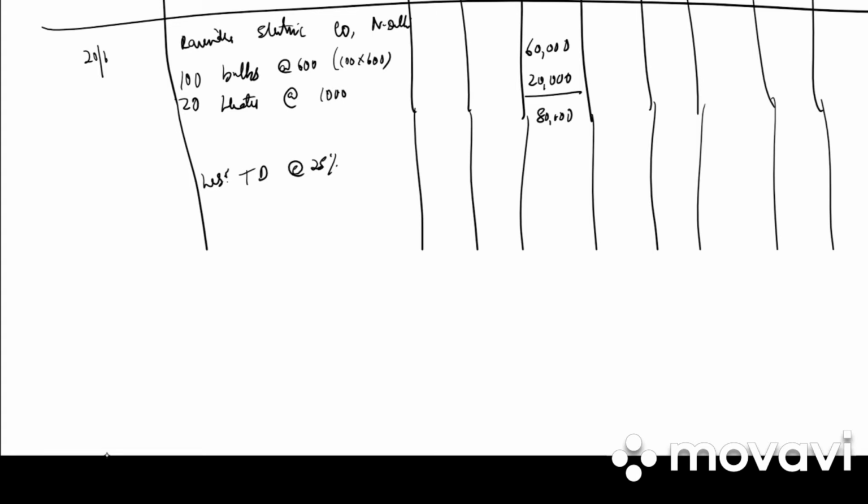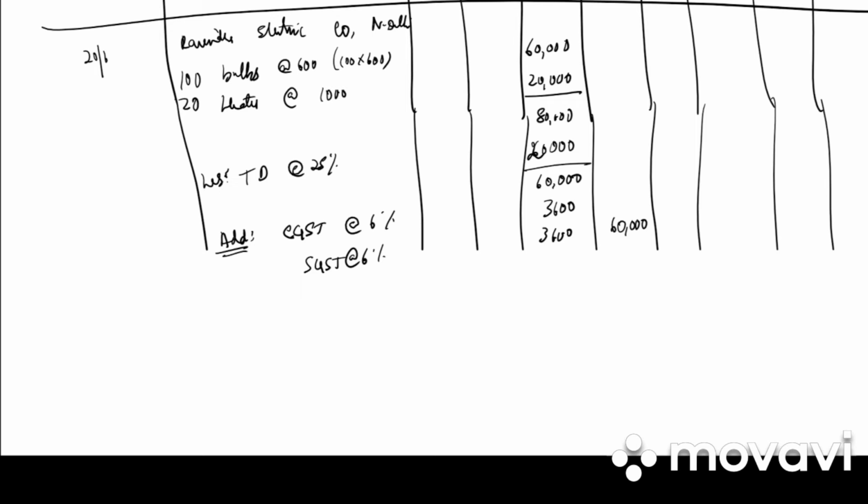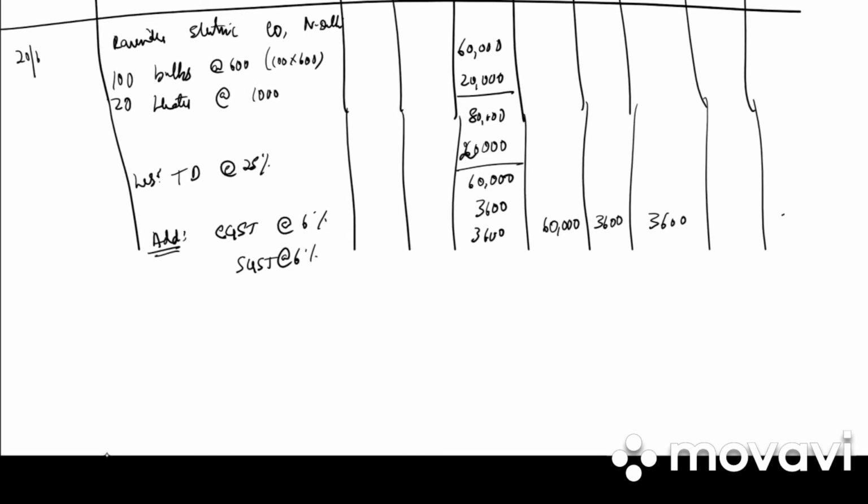So 80,000 into 25 by 100, we get 20,000. We get the total 60,000. Then add CGST at 6%. So 60,000 into 6 by 100, 3,600. SGST at 6% is 3,600. So under purchases column, we'll write 60,000. Input CGST 3,600, SGST 3,600, and total is 67,200.